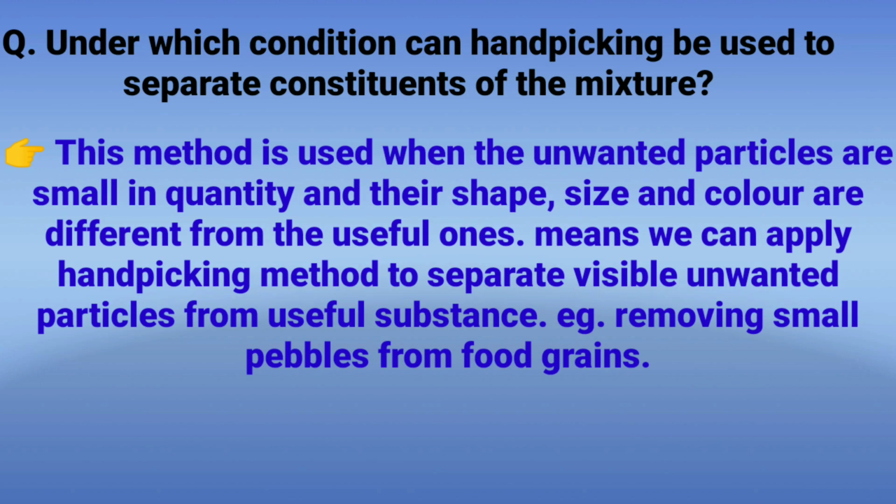Now the next question, under which condition can hand picking be used to separate constituents of a mixture? See, this method is used when the unwanted particles are small in quantity and their shape, size and color are different from the useful substance. It means we can apply the hand picking method to separate visible unwanted particles from a useful substance. As for example, removing small pebbles or small stone particles from food grains.